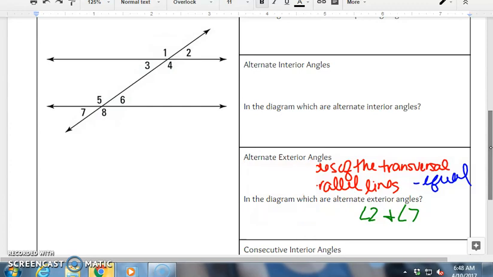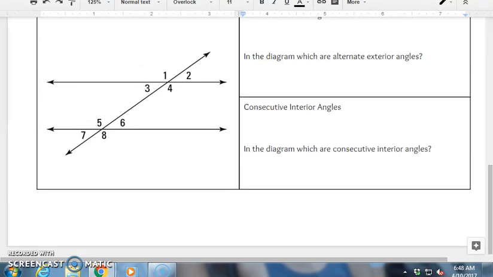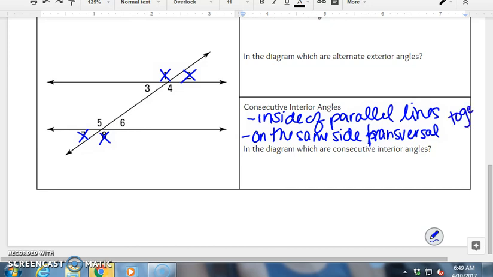All right, one last definition to go over. All right, so the last one is consecutive interior angles. Okay, so interior angles again, so we're going to be inside of the parallel lines. So that means 1 and 2 and 7 and 8 are automatically out. And consecutive means on the same side of the transversal. Okay, this is the only set of angles that do not equal each other. Okay, together they equal 180 degrees.